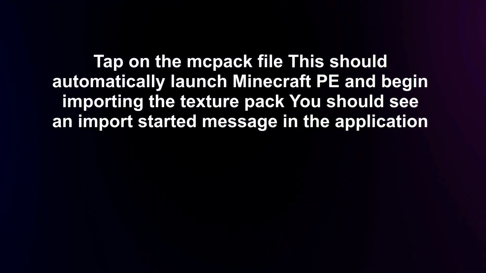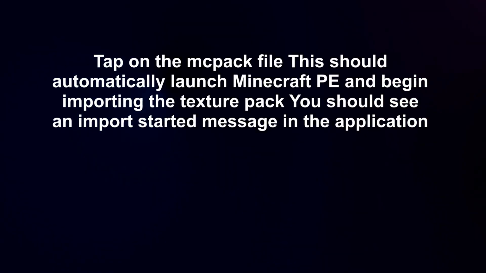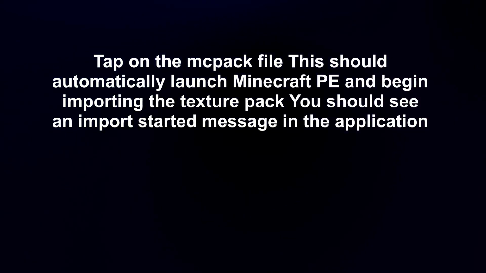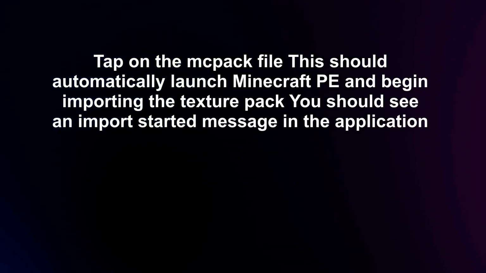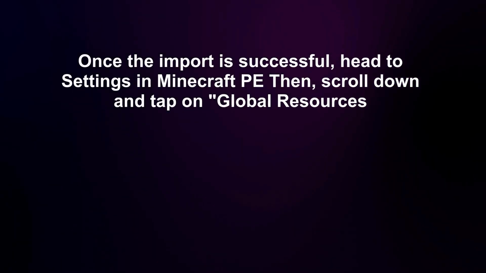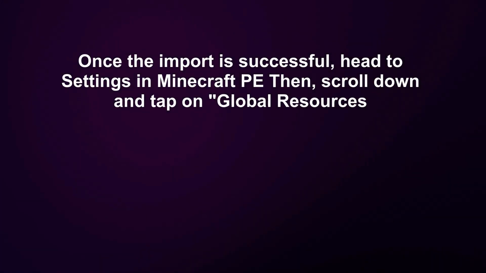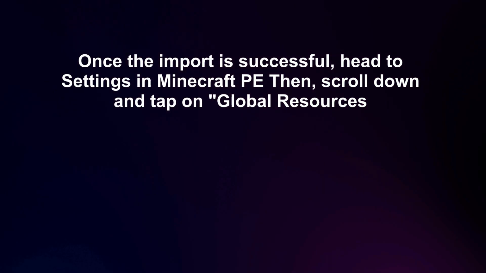Tap on the pack file. This should automatically launch Minecraft PE and begin importing the texture pack. You should see an import started message in the application. Once the import is successful, head to Settings in Minecraft PE, then scroll down and tap on Global Resources.